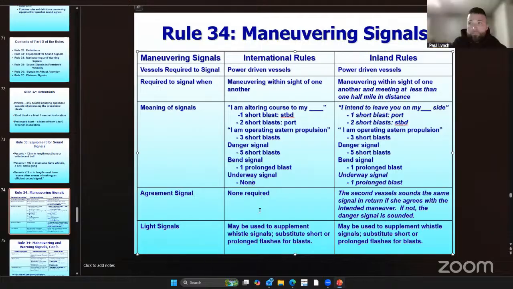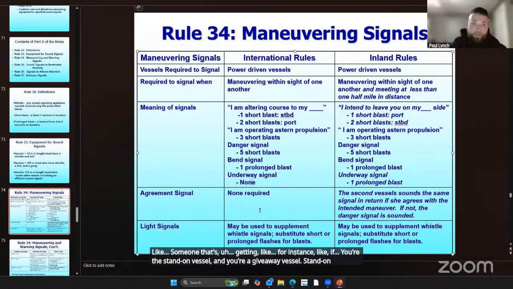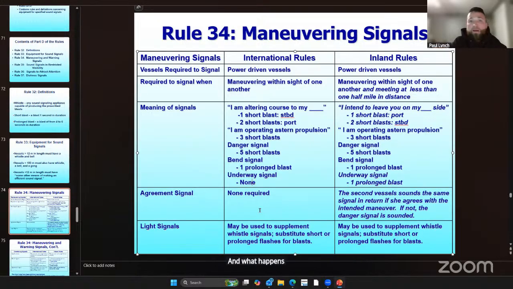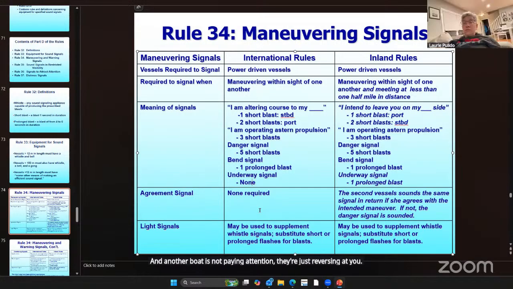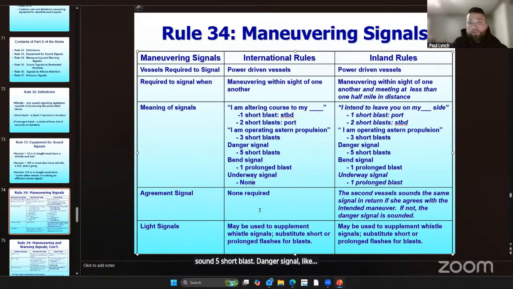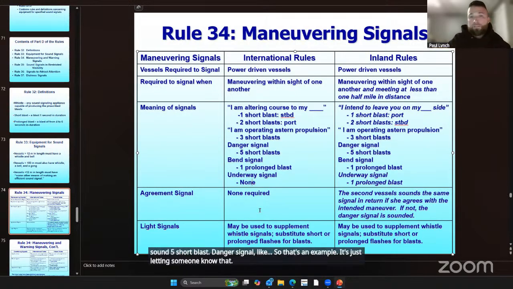For instance, if you're the stand-on vessel, stand-on maintains course and speed, and give-way is supposed to get out of the way. What happens if you're docked at the landing dock in Marblehead, sitting on your boat fueling up, and another boat is not paying attention and is just reversing at you? Sound five short blasts, the danger signal. That's an example. It's just letting someone know that danger exists.